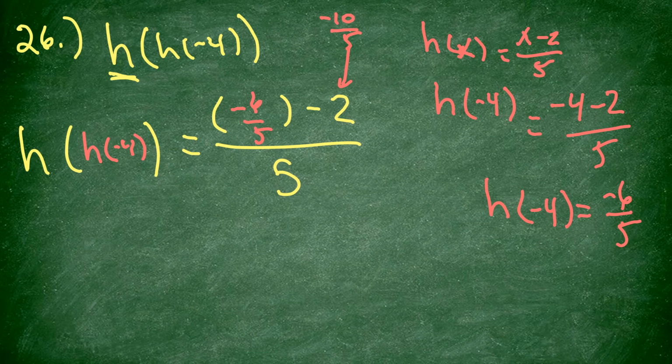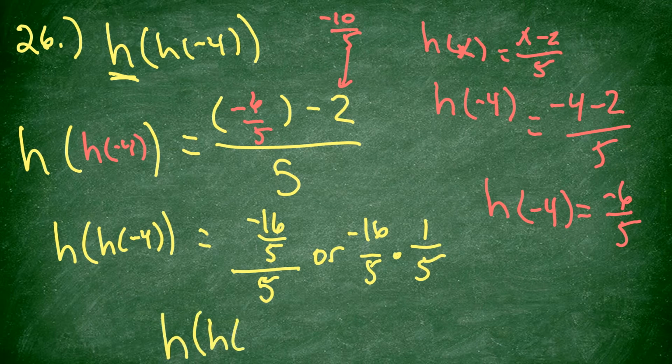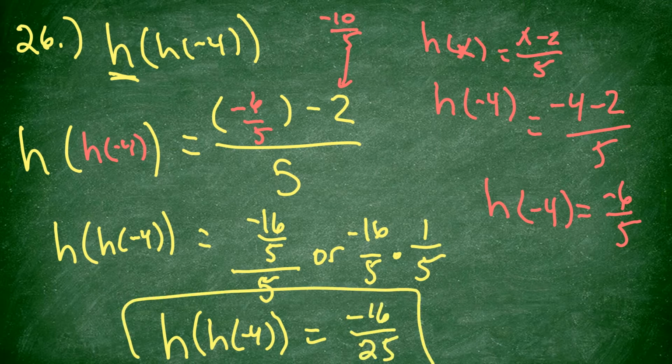So my next line becomes minus 16 over 5 all over 5. That's just another way, or you could write minus 16 over 5 times 1/5, because that's the same thing as divided by 5. So my best answer is h of h of negative 4 equals minus 16 all over 25. And I'm done. And that's how you finish 26.